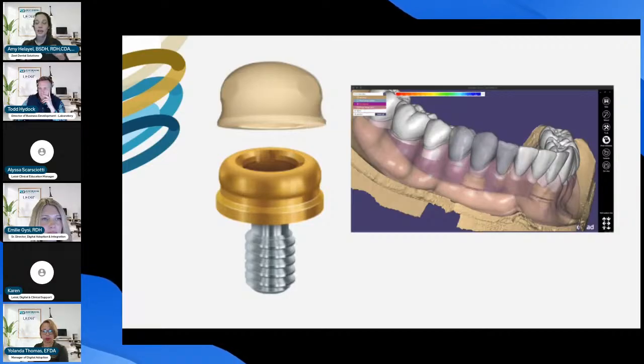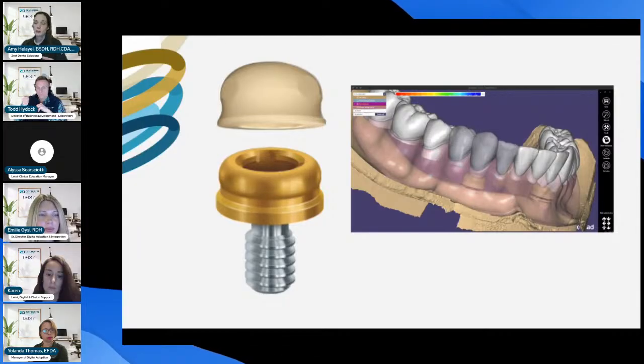It can fit on any implant system that has a locator abutment on it, whether it's a locator angled abutment, whether it's going to be for locator overdenture, or whether it's going to be for locator fixed. The scan body snaps on and is used universally.